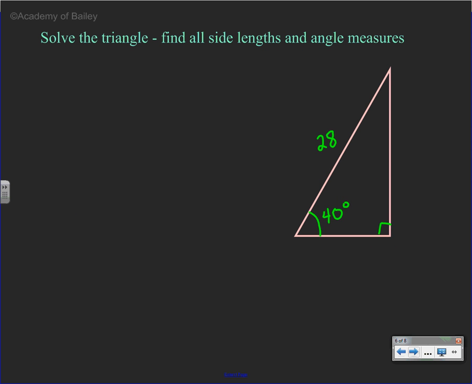I think we got one more problem here. This one says solve the triangle, find all sides and all angles. Well, we know that this is going to be the hypotenuse. Since theta is 40 degrees, the side across from it is opposite, and the side next to it is adjacent.